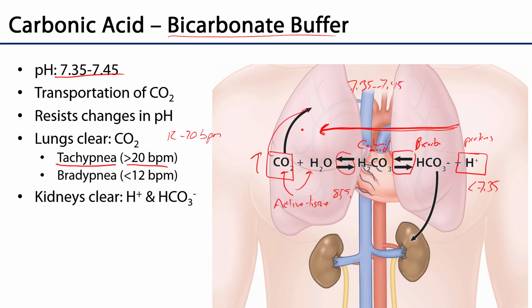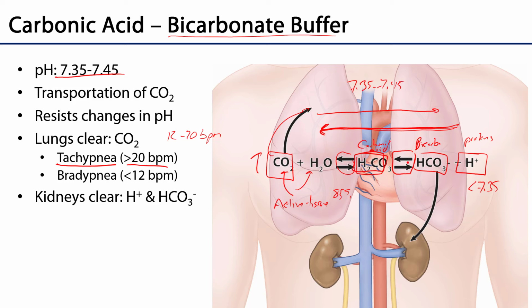When we have a diminished concentration of protons, we can shift the reaction to the right and make more bicarbonate ions. So we can store bicarbonate ions or extra protons in carbonic acid.